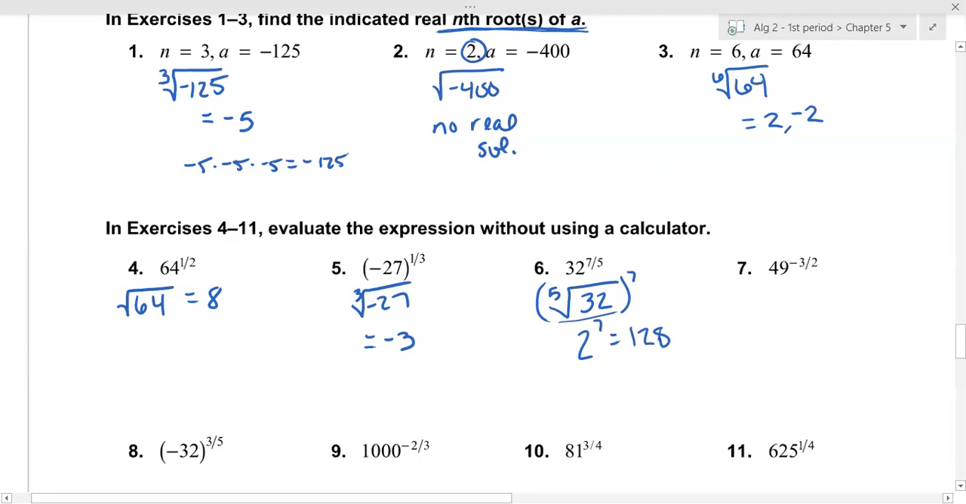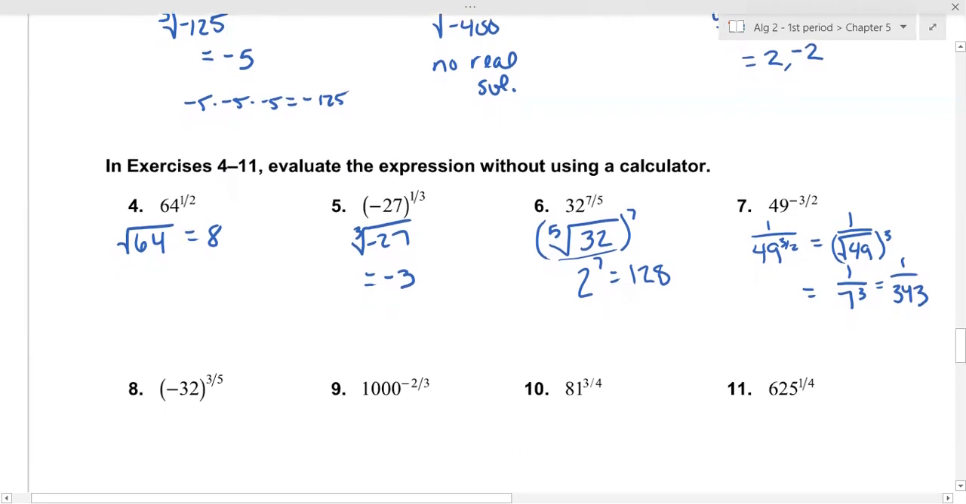I'll be happy to help you with it. All right, number 7, I see the negative exponent. So my first step is going to be to put this down to the denominator, which becomes 1 over the square root of 49 cubed. That would be 1 over 7 cubed, and 7 cubed is 343. So it'd be 1 over 343 is my final answer.